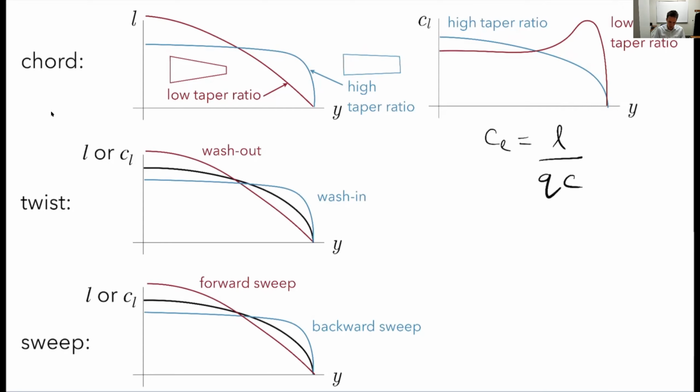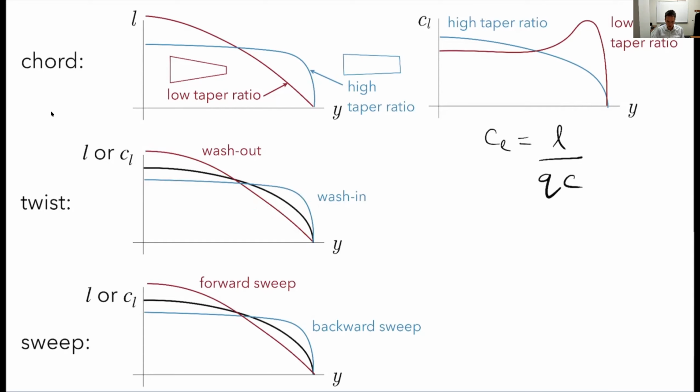Twist and sweep are not going to affect CL directly because that's affected by chord. But for twist, I can increase the twist inboard, decrease it towards the tip. This is called washout, where I decrease my twist at the tip. So this is pretty common. Wash in is the opposite, where I increase my twist at the root. So you can see that if I have less twist at the tip, as you'd expect, I have less lift. If I have more twist at the root, I'm going to have more lift. And of course the opposite with wash in.